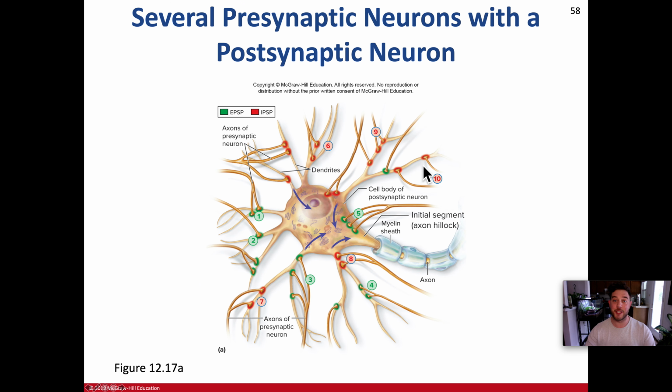I know this looks a little confusing, but it's okay, don't worry. What this is showing is that the numbers are numbering the different potentials that are arriving. If it's red, it's an IPSP, it's inhibitory. If it's green, it's excitatory. And what it's trying to say here is that you have all of these signals being received by this receptive segment. They're all moving in here, and then their collective action will dictate if the signal is transmitted.